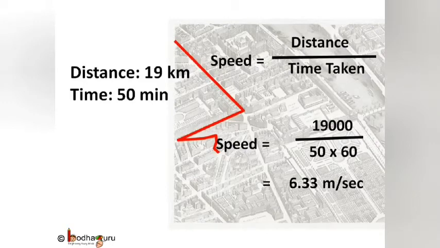In the earlier example, you traveled 19 kilometer or 19,000 meter in 50 minutes. That is equal to 50 into 60 seconds. So speed is equal to distance by time, which is 19,000 divided by 50 into 60, which comes out to be 6.33 meter per second. We converted everything in meter and second. So that was your average speed.